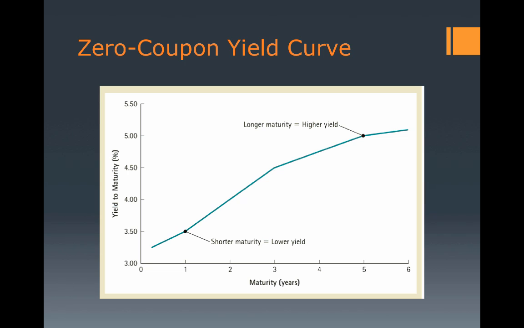So here is the yield curve. On the vertical axis, we're looking at yield to maturity, which is the risk-free rate of return, and maturity is on the horizontal axis. Shorter maturity bonds generally have lower yields. Longer maturity bonds have higher yields. I'm not going to go into the rationale for that because we covered that in Chapter 5. But basically, it has to do with the opportunity cost of money.